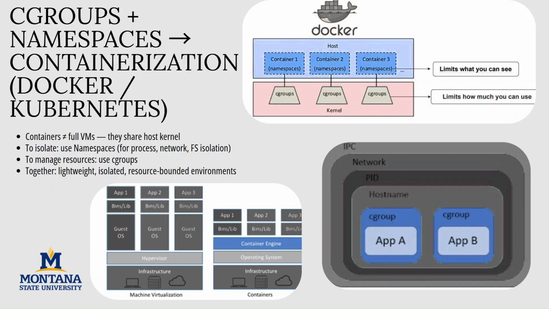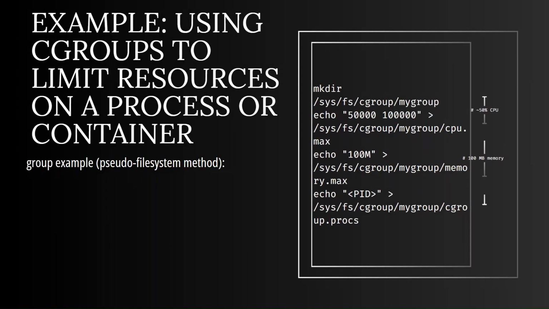But isolation alone isn't enough. You also need resource control to prevent a container from hogging CPU, memory, or input-output. That's where cgroups come in. By combining namespaces for isolation with cgroups for resource control, container runtimes like Docker and orchestration systems like Kubernetes can provide lightweight, efficient, and safe environments for multiple applications on a single host.